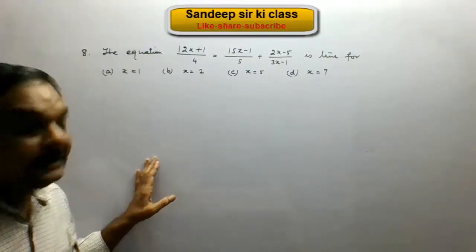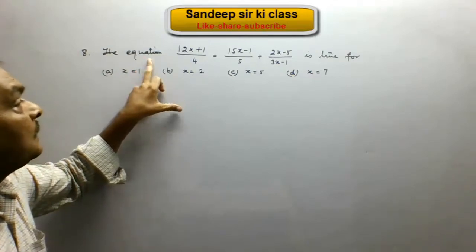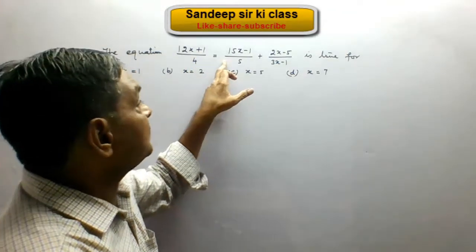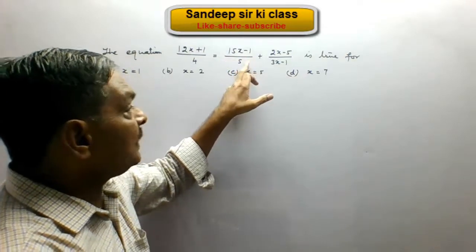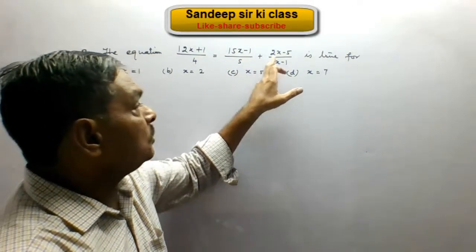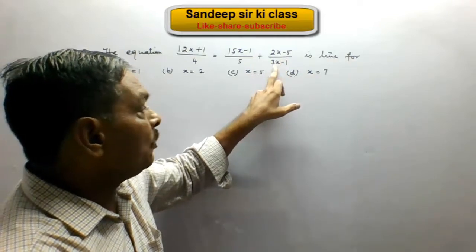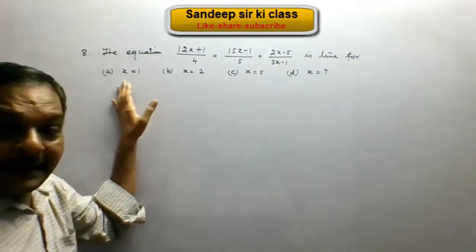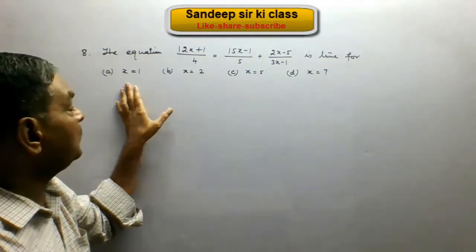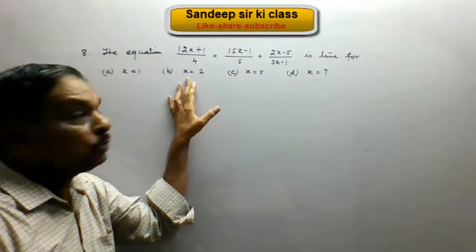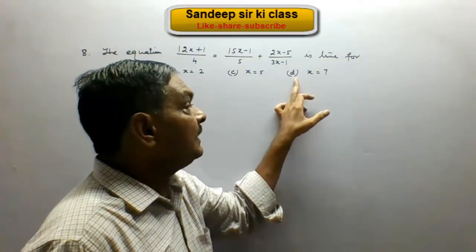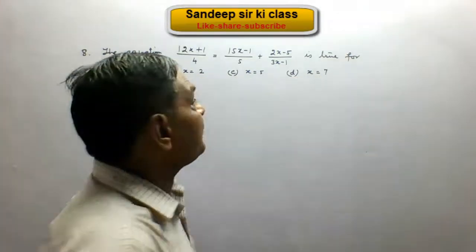Question number 8. The equation 12x plus 1 upon 4 equals 15x minus 1 upon 5 plus 2x minus 5 upon 3x minus 1 is true for. Option A is x is equal to 1, B is x is equal to 2, C is x equal to 5, and D is x equal to 7.